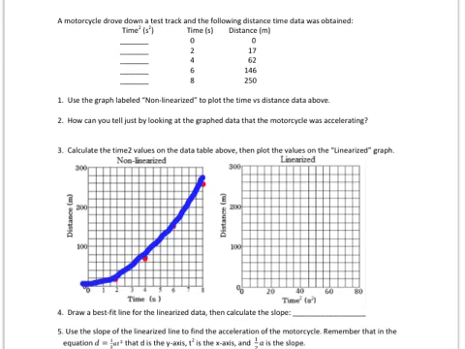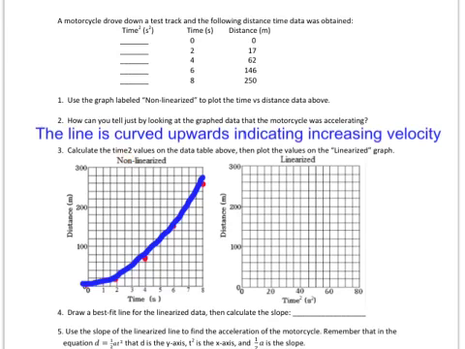Now let's try number 3. Calculate the time squared values. So let's just do this. What I'm going to do is say time is 0, and I'm going to square that and get 0. Now I go to time 2. The square of 2 is 4. The square of 4 is 16. The square of 6 is 36. And the square of 8 is 64.